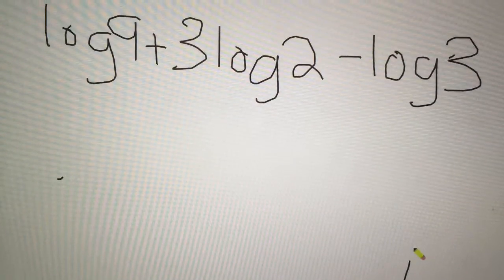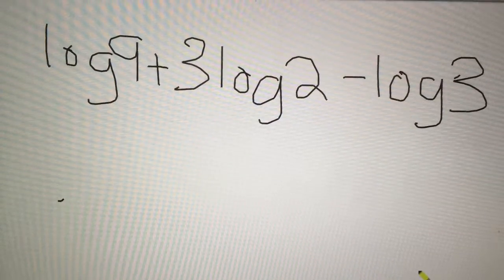Now, before we get into a very complex problem, we're going to start off with something very easy, and we're going to ease our way into it. Now, the problem we are going to be doing is log 9 plus 3 log 2 minus log 3. As you can see, there are 3 log symbols shown in the equation, and we simply do not need 3 because we're trying to simplify it, and they all have the same meaning, so we do not need 3.